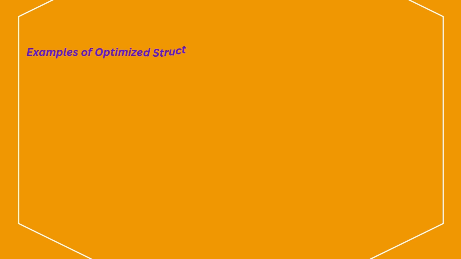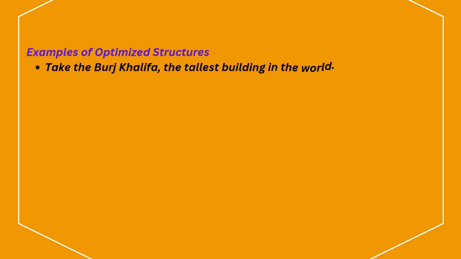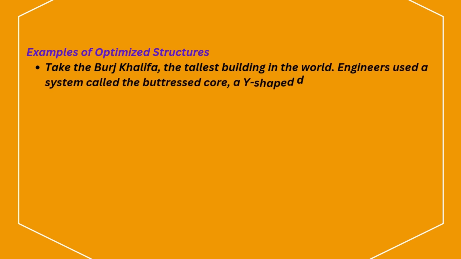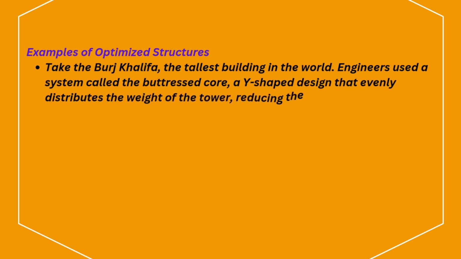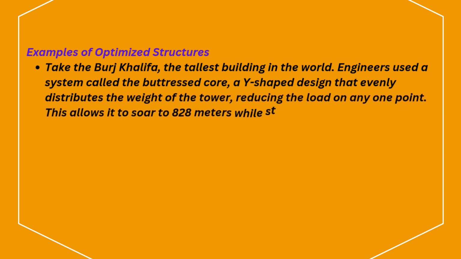Examples of optimized structures. Take the Burj Khalifa, the tallest building in the world. Engineers used a system called the buttressed core, a Y-shaped design that evenly distributes the weight of the tower, reducing the load on any one point. This allows it to soar to 828 meters while still being stable.